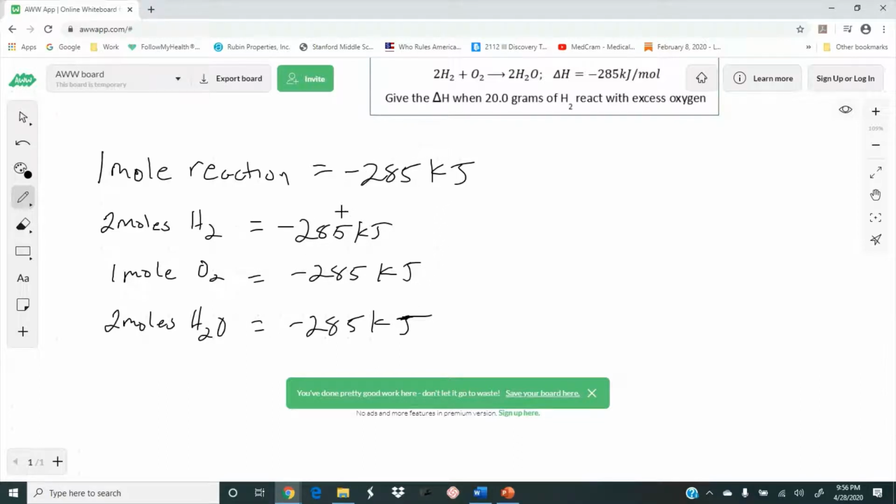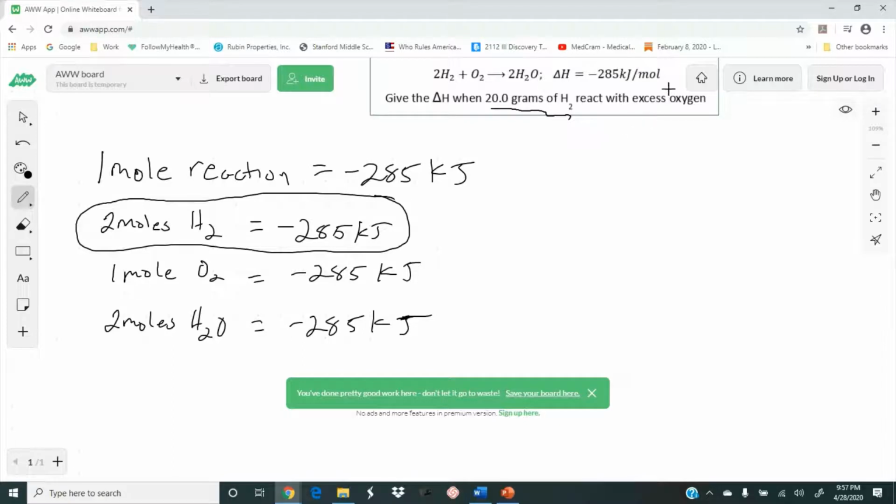So you'll notice that all these things here on the left equal the negative 285 kilojoules. You don't need to use them all. You're just going to use one of them. You'll notice here in this problem, we are given 20 grams of hydrogen. We're not told anything else. That's enough. Since we're given the grams of hydrogen, we know we've got to figure out how many moles of hydrogen there are. And then we'll use this relationship in order to do the problem. That's how you do these problems, right?